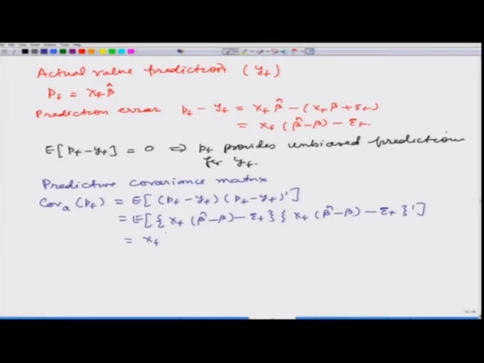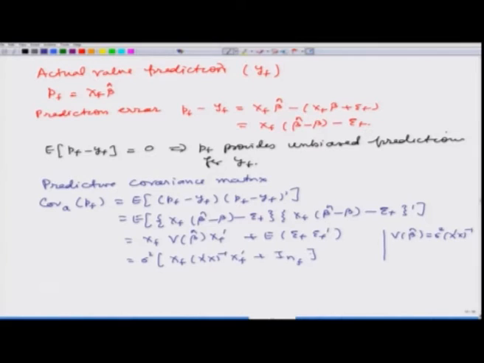and we take the expectation sign inside, this comes out to be nothing but XF times the covariance matrix of beta hat times XF transpose, plus the expected value of epsilon F epsilon F transpose, which is nothing but the covariance matrix of epsilon F. Since we have already derived that the covariance matrix of beta hat is given by sigma square (X transpose X) whole inverse, I can substitute this value here and obtain XF (X transpose X) whole inverse XF transpose plus sigma square I, where I is the identity matrix of order NF cross NF.